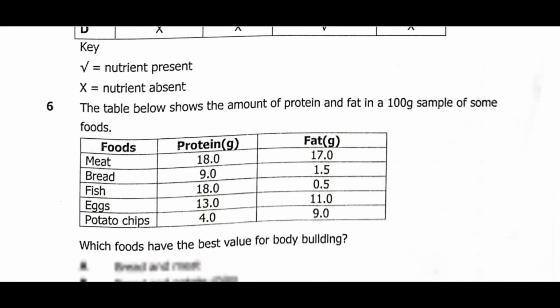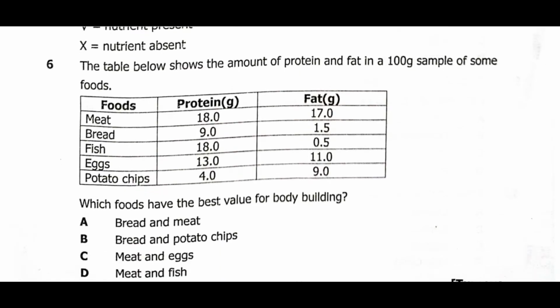Okay, so now we move on to question 6. The table below shows the amount of protein and fat in a 100-gram sample of foods. We can see that the first one, meat, has 18.0 grams of protein and 17.0 grams of fat. Bread has 9.0 grams of protein and 1.5 grams of fat. Fish has 18.0 grams of protein and 0.5 grams of fat. Eggs have 13.0 grams of protein and 11.0 grams of fat.